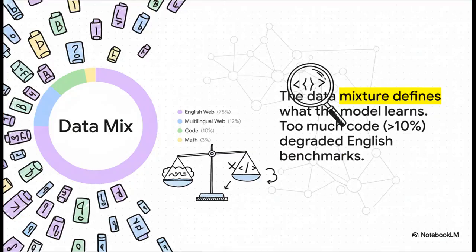Now, the single most influential factor here is the data mix. You can see a sample here. Getting this recipe just right is this incredibly delicate balancing act. For example, the trainers on this project found that if they pushed the code data past 10%, it actually started to make the model worse at general English tasks. It's a game of trade-offs.